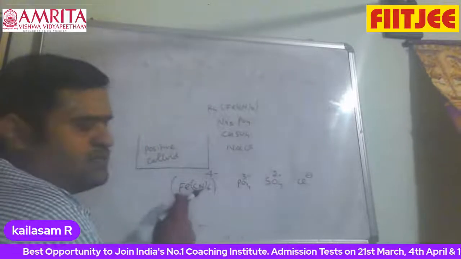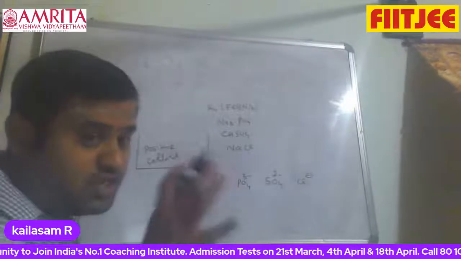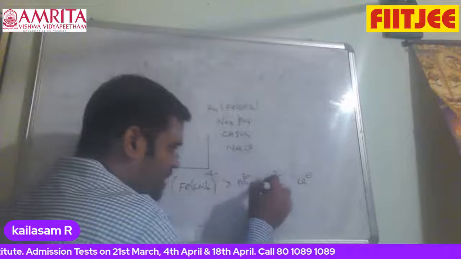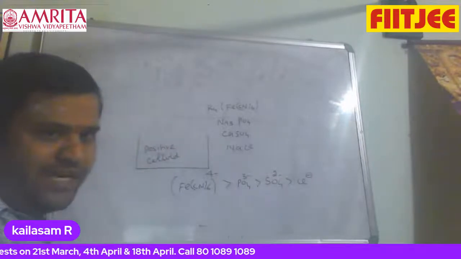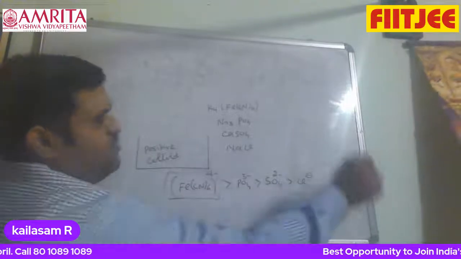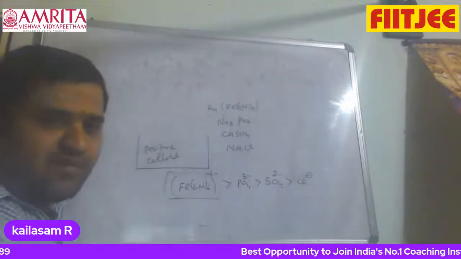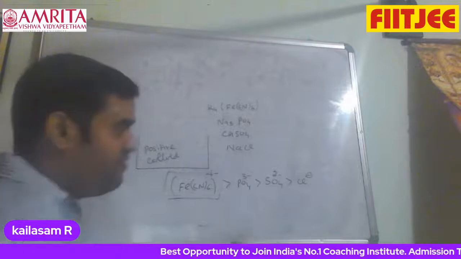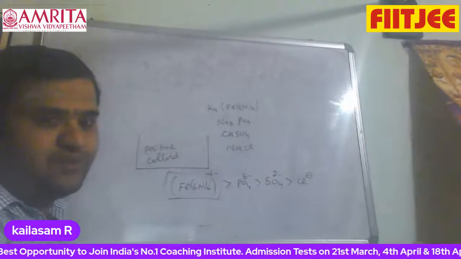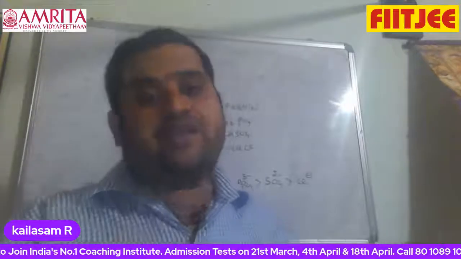Don't see the oxidation state of the ion here. See the charge of the anion. So 4 minus, 3 minus, 2 minus is the order of the coagulating power of the anion. Therefore, this will coagulate faster than these three, which has the high flocculating value of anion Cl minus. So this is about colloids.